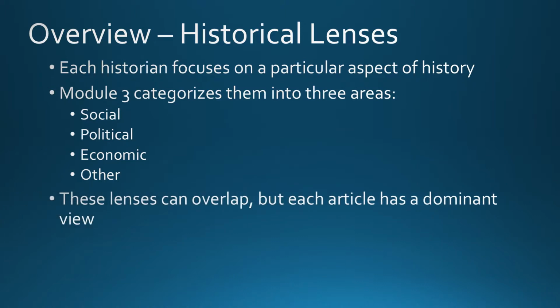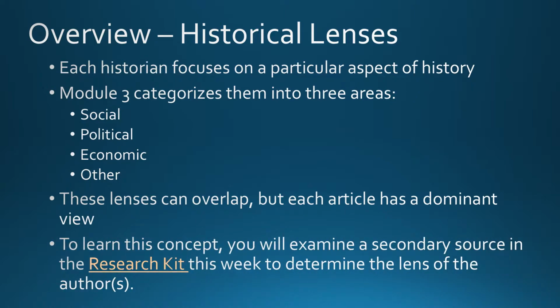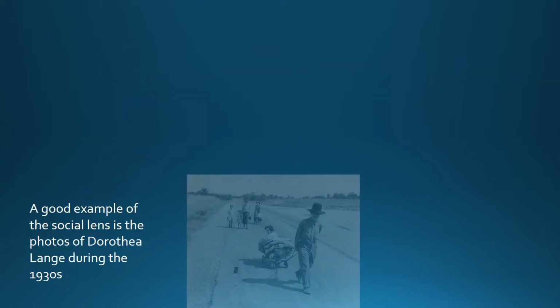Now, these categories can overlap somewhat in a narrative that a historian is telling, but what you want to look for is the dominant point of view. In other words, a social historian can include some political information and some economic information, but their basic focus is going to be on the people. You're going to learn a little bit more about this when you examine a secondary source from the research kit in the worksheet you're going to do. So I want to go over these 3 basic categories in a little bit more depth so you understand them.